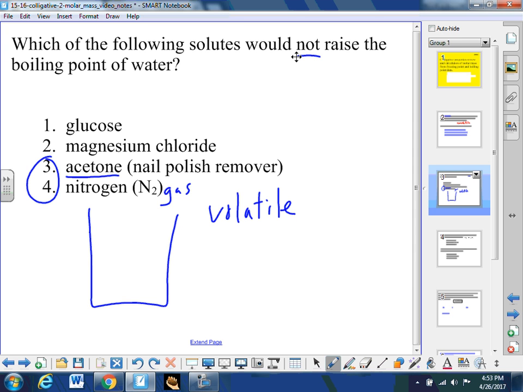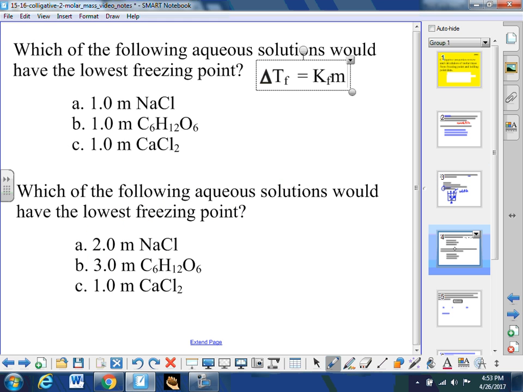The idea here is this: if I have a solvent and I start to heat that solvent, then any nitrogen that is dissolved is going to leave. Any acetone that is present is going to leave. As soon as I start heating it, because these are volatile, they tend to vaporize, and in the case of water, which boils at 100 degrees Celsius, by the time you heat it that hot, there is no more nitrogen, there is no more acetone left, and it is pure water, so it will not raise the boiling point of water.